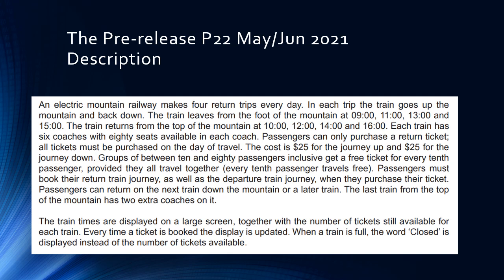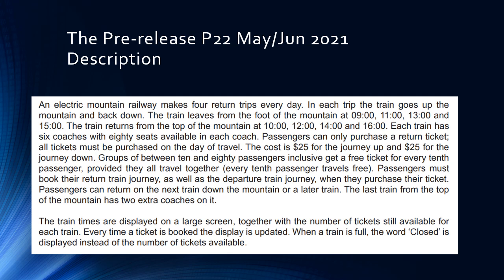The railway makes 4 return trips every day. That means that the train goes up the mountain and down the mountain, and the train leaves to go up at 9 a.m., 11, 13 o'clock, and 15 o'clock. The train returns from the top of the mountain at 10, 12, 14, and 16. Each train has 6 coaches with 80 seats available in each coach.